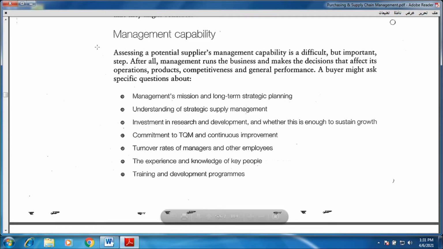Number one element, we have management capability. Yes, we need to assess the potential suppliers' management. If they have a board of directors, we need to know who they are, what are their qualifications and abilities, how do they take decisions, and how their decisions affect their operations and products, and are they competitive enough among a wide range of other businessmen that they are working with in the sector.